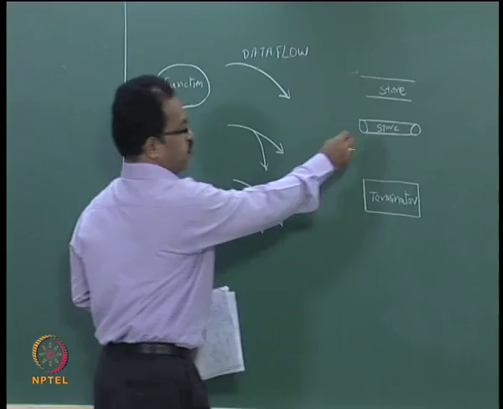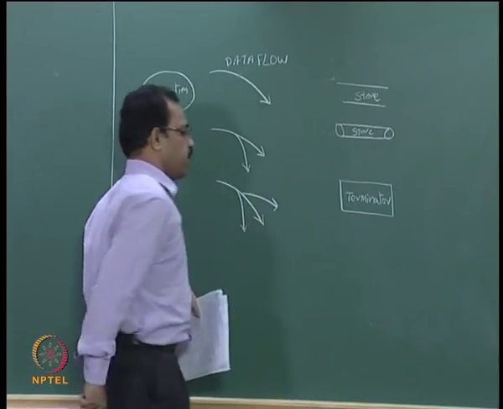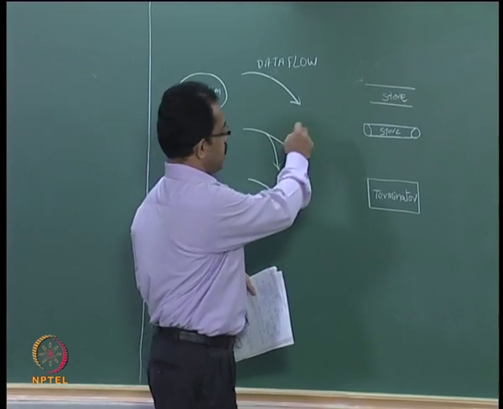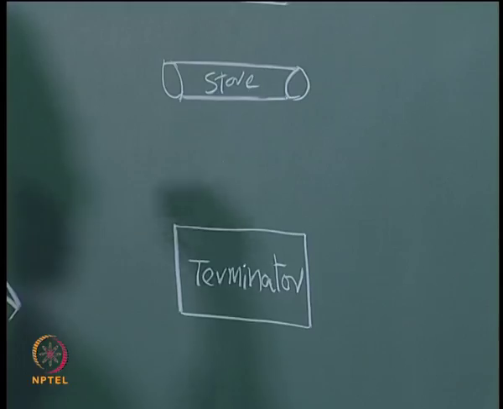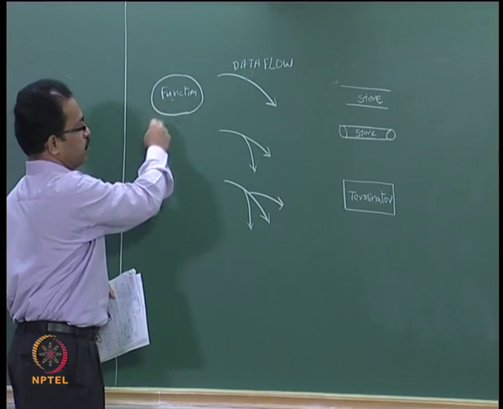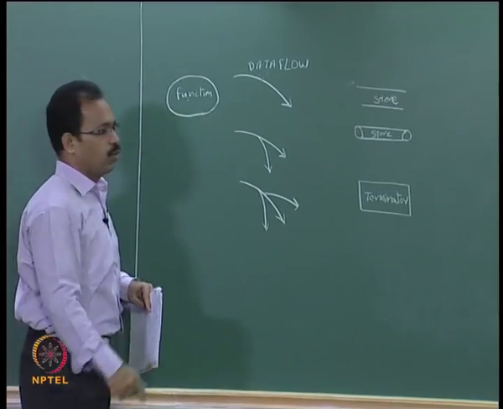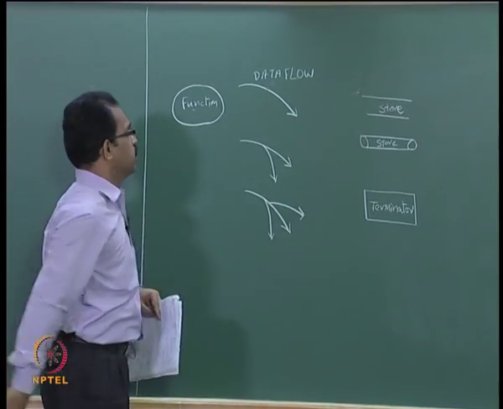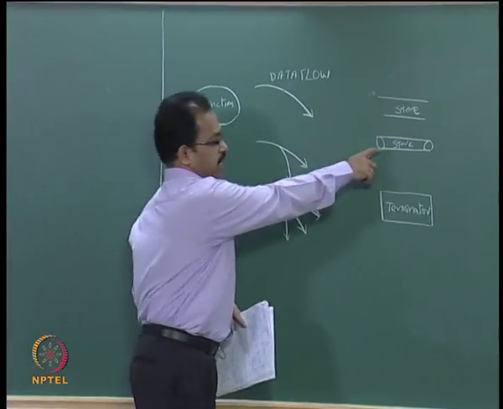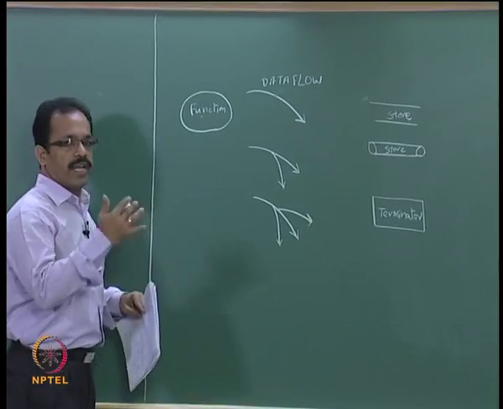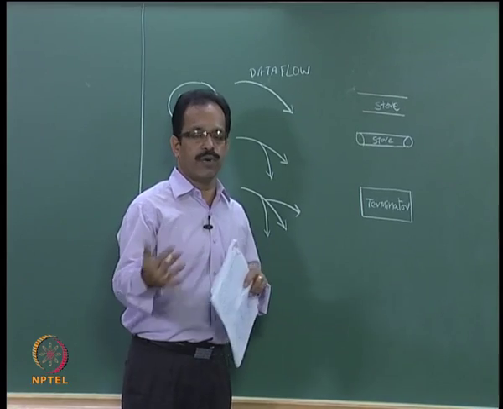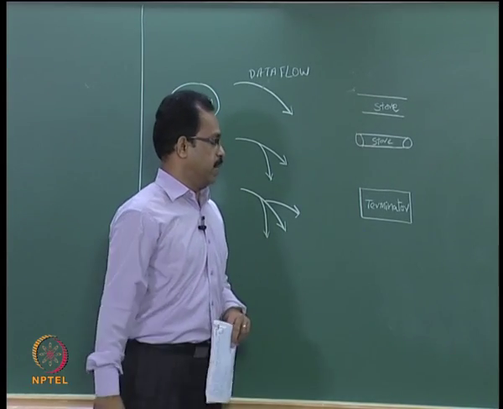The store represents the storage of data, and the terminator represents the termination of that particular process or function, where the output from the whole process goes to the terminator and the flow ends. So these are the four constructs. We represent a function or a system using a circle or an oval. We use arrows to represent the data flow, and we have a store for the database. The terminator is more like an external system which provides data, or represents the end of that particular process. So that is the terminator.